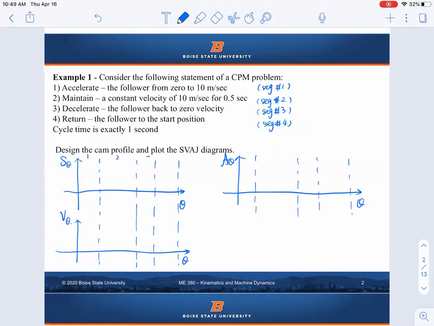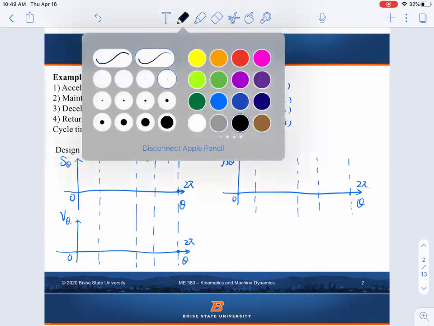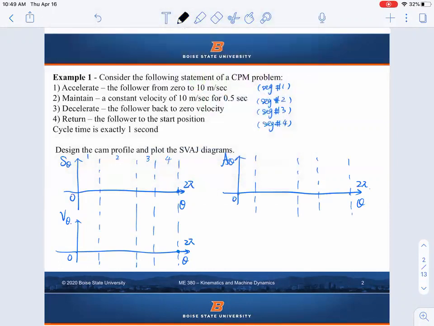One, 2, 3, and 4. We have no idea about the width of each segment, but we can first divide the entire segment into 4 pieces. So it's from 0 to 2 pi. That's something we know. Okay, so we have the coordinates. Then the next step is, let's see what information we have.